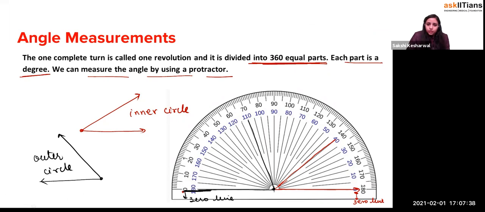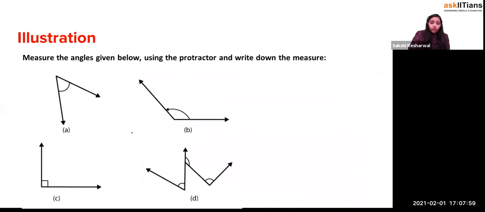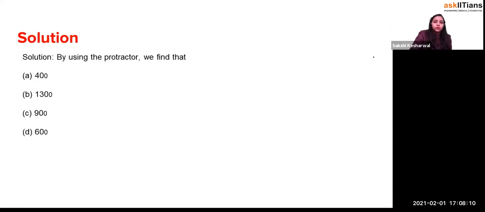Now read it out. So it is 0, 10, 20, 30, 40, 50, 60. And this is what, beta? 70. So this one was 70 degrees. And this one is what, beta? 40 degrees. This is how we measure it. So be careful which one you have to take, the inner circle or the outer circle, depending on which side the zero is going, right? You have to take that one. Now, measure the angles given below and, using the protractor, write down the measurements. So you can do this, right? In your book. Okay.